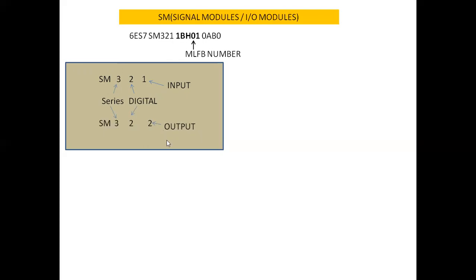Okay, 2 means output here. Next, we have different ranges of input modules like 8DI, 16DI, 32DI, a maximum of 32 digital inputs in one module. Next, for output modules also 8DO, 16DO, or 32DO max. These modules are also available in combination, like mixed modules, so 8DI by 8DO, 16DI by 16DO combinations.